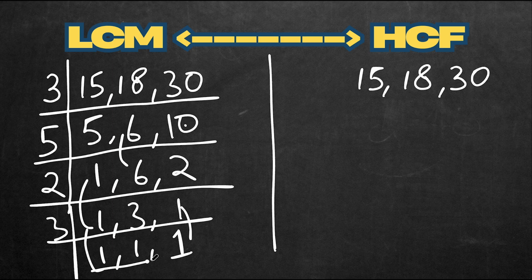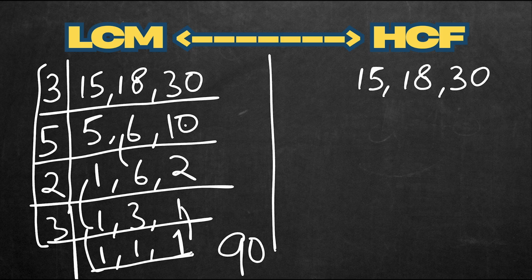So now at the end there are 1, 1, 1, which means when you multiply this, you get your LCM. Okay. So 5 times 2 is 10, times 3 is 30, times 3 is 90. Or let's go by the series. 3 times 5 is 15. 15 times 2 is 30, times 3 is 90. So my LCM is 90.